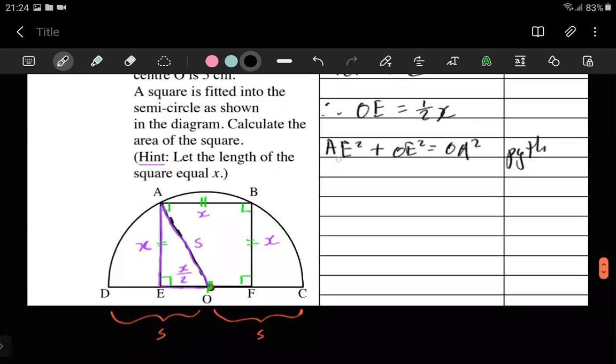So AE equal to X squared. OE is equal to half of X squared. And the last one, 5 squared. This is 25. This is going to be a quarter X squared. It's going to be X squared. So 1 plus a quarter, it's 5 over 4 X squared. And then divide by 5 over 4.